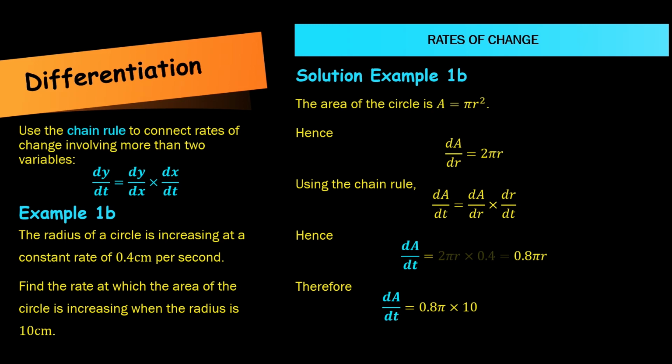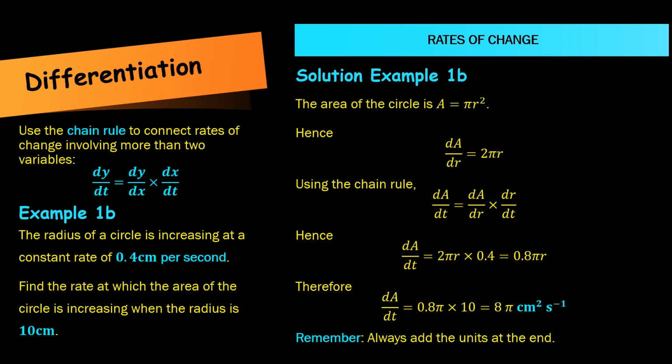And therefore, dA/dt equals 0.8 pi times 10, and this is of course centimeters. So dA/dt equals 8 pi centimeters squared per second. And again, remember to always add the units at the end.